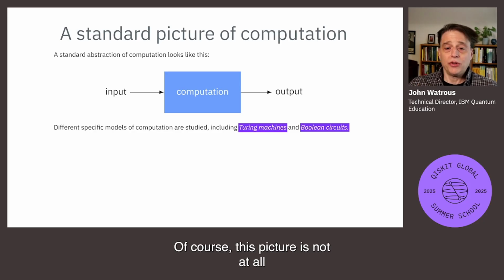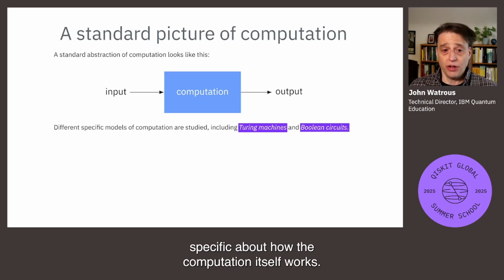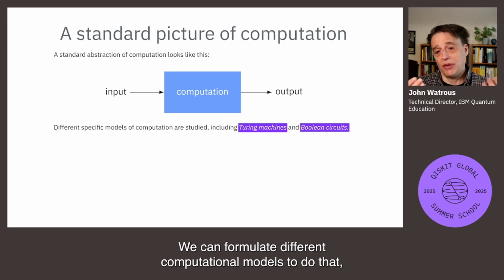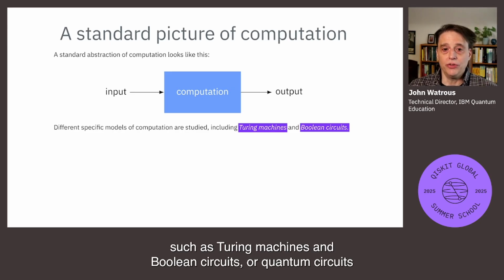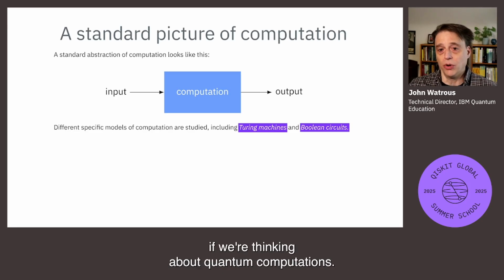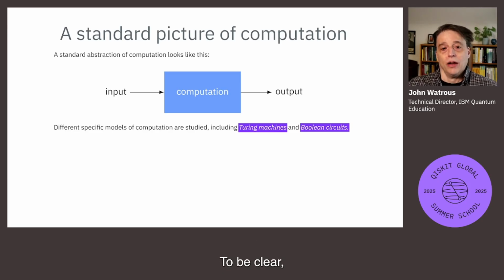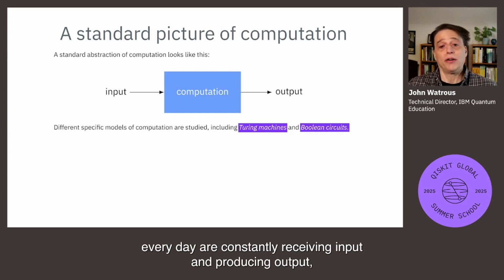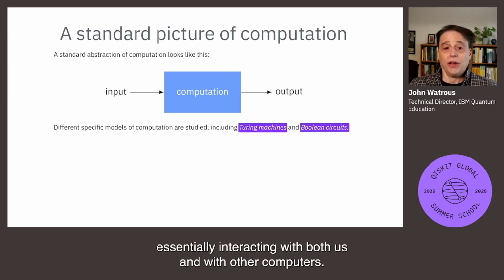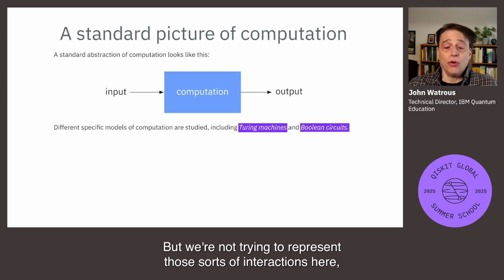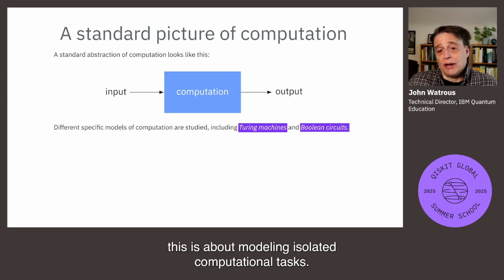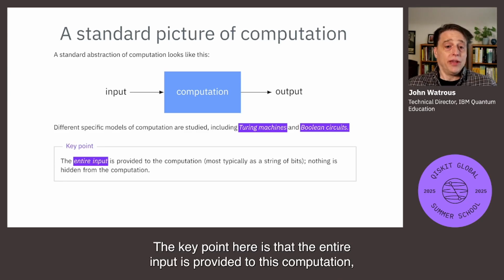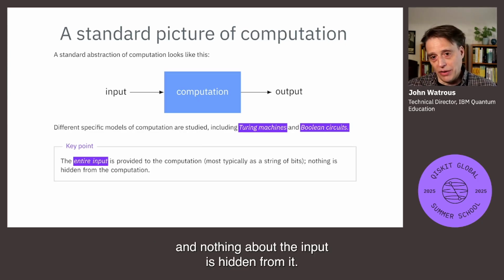Of course, this picture is not at all specific about how the computation itself works. We can formulate different computational models to do that, such as Turing machines and Boolean circuits, or quantum circuits if we're thinking about quantum computations. To be clear, this picture doesn't represent the fact that many of the computers we use every day are constantly receiving input and producing output, essentially interacting with both us and with other computers. But we're not trying to represent those sorts of interactions here. This is about modeling isolated computational tasks. The key point here is that the entire input is provided to this computation, and nothing about the input is hidden from it.